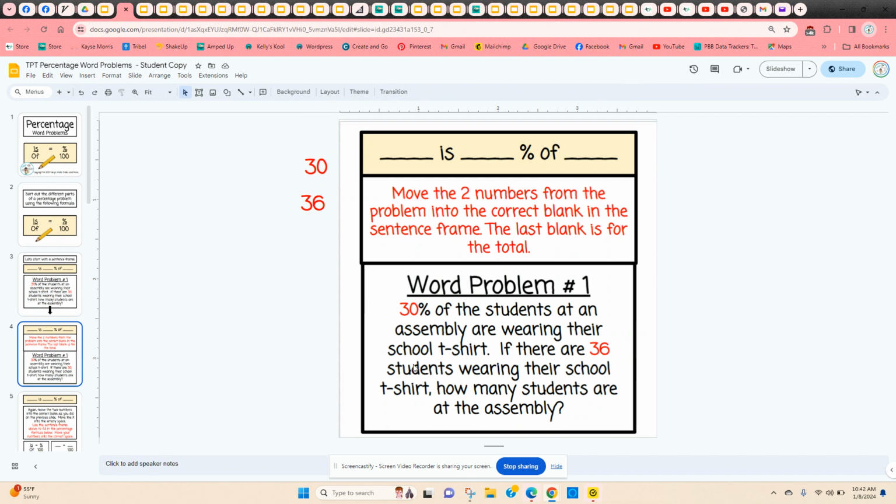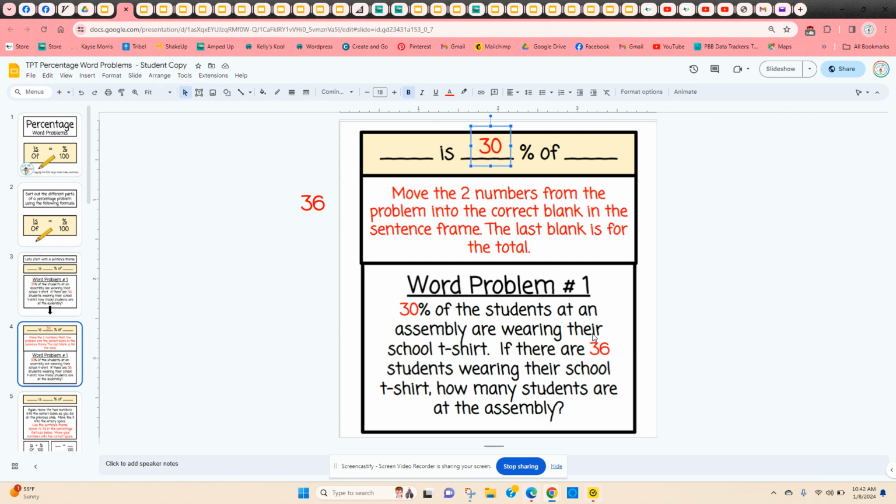Do we know the percentage? If we know the percentage, that's the easiest number to place. So 30%, I'm going to move that 30 into place first. Now the 36, is it the part or is it the whole? And that's what students have to determine.